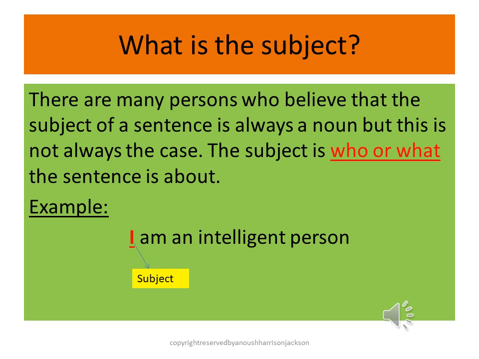There are many persons who believe that the subject of a sentence is always a noun, but this is not always the case. The subject of a sentence is who or what the sentence is about. For example, I am an intelligent person. In this case, the subject of that sentence is I, which is a pronoun.